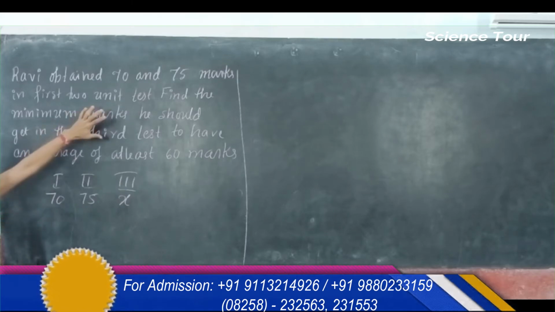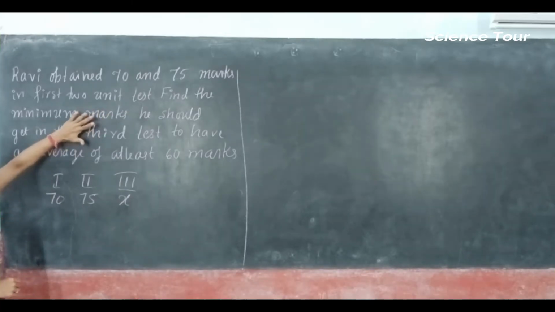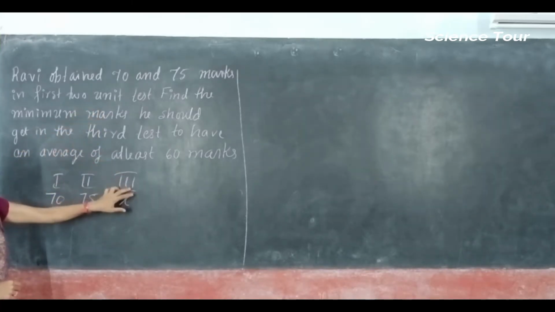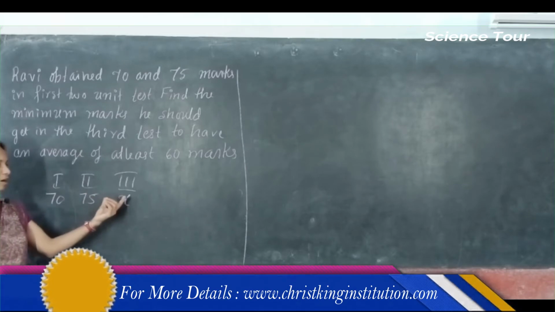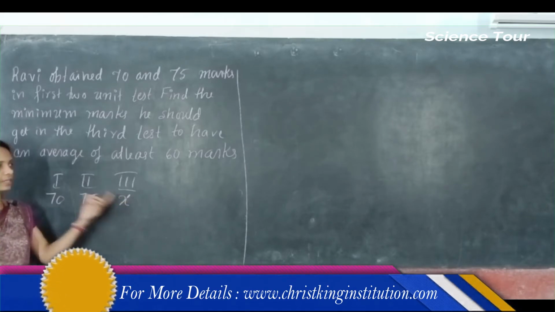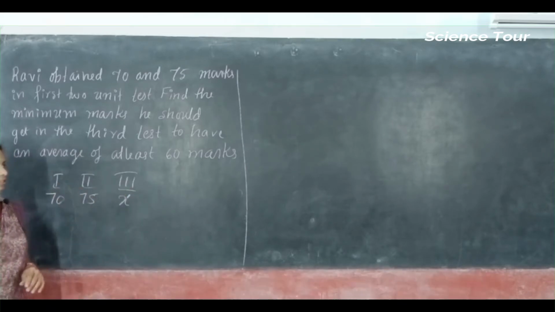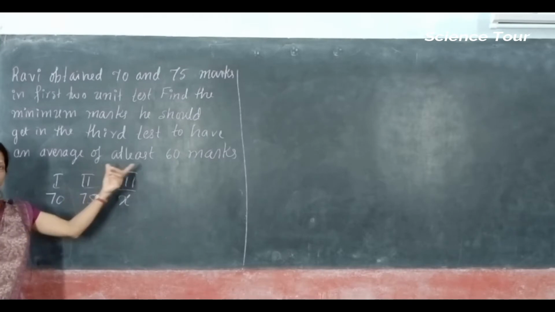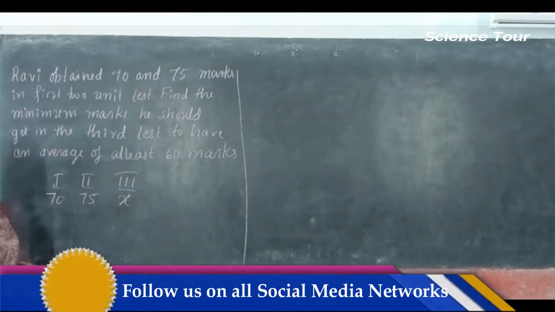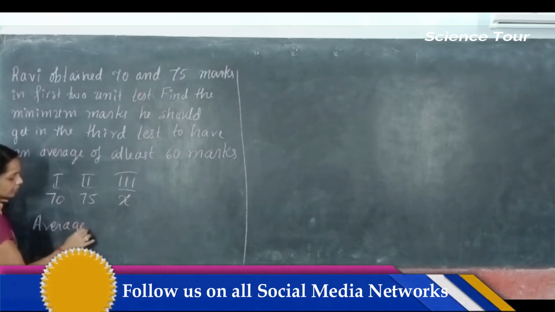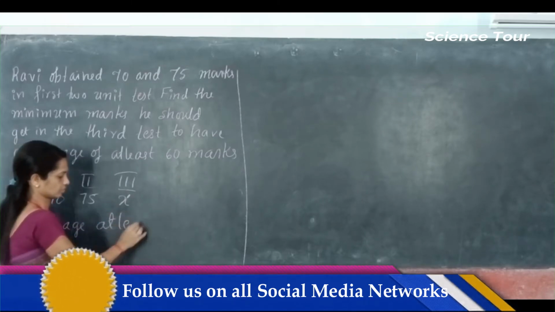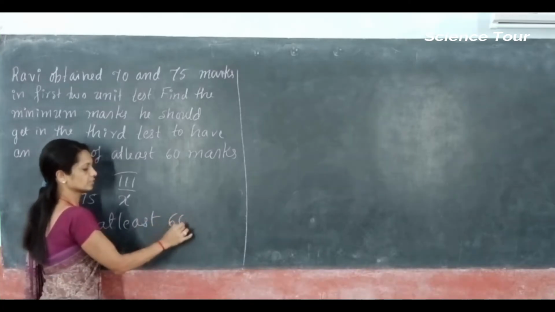And you have to find what? You have to find the minimum marks he should get in the third test to have an average of at least 60 marks. He has to get marks x so that the average of these three tests will be at least 60.